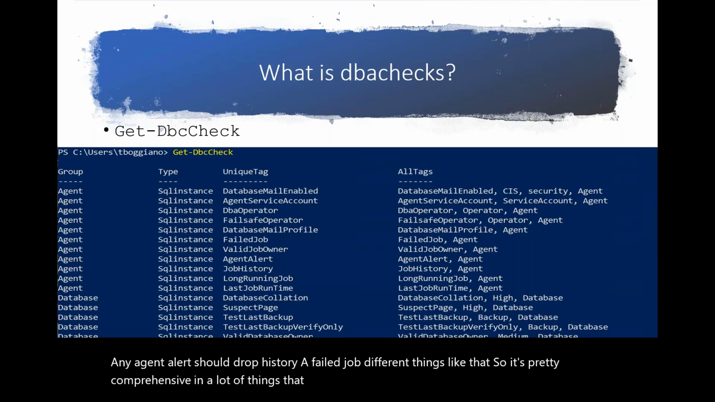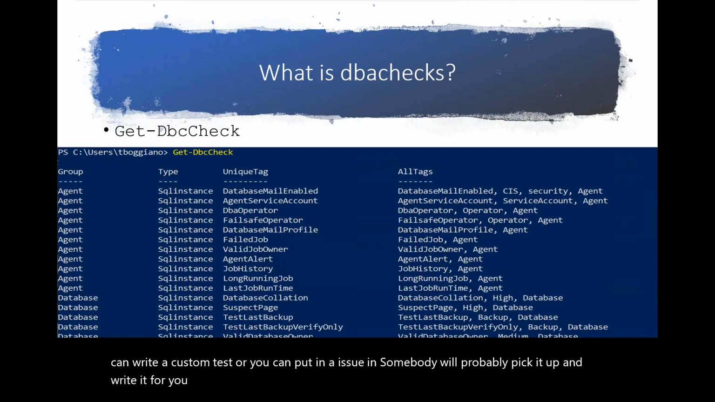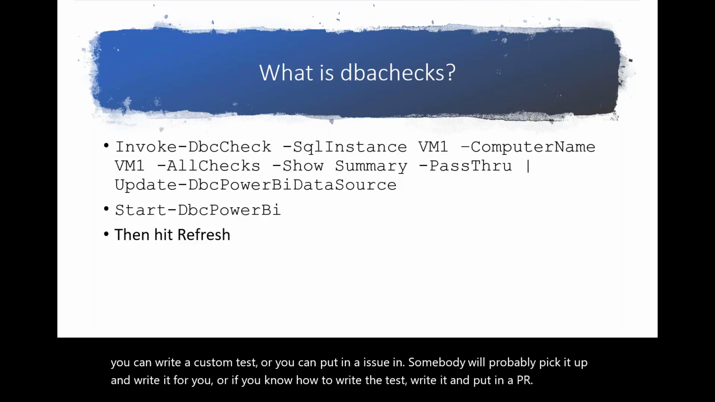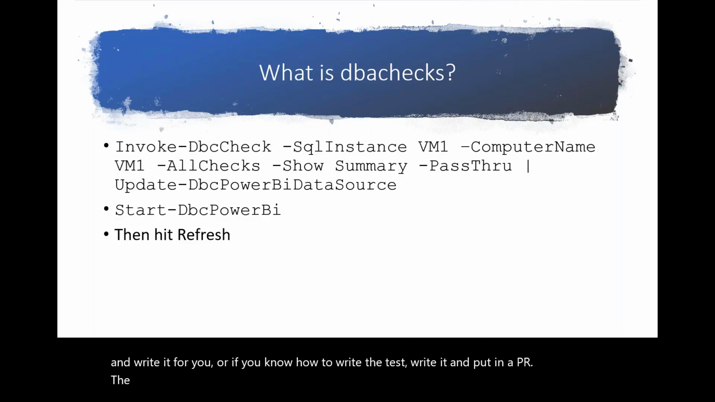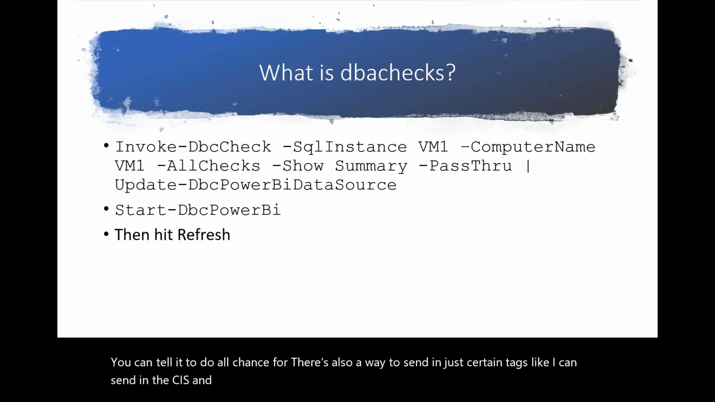And if there's something you need to test, again, you can write a custom test, or you can put in an issue and somebody will probably pick it up and write it for you. Or if you know how to write the test, write it and put in a PR. To call it, you just basically do Invoke-DbcCheck and give it your instance name. You can tell it to do all checks, but there's also a way to send in just certain tags, like I can send in the CIS and only test for my security stuff.